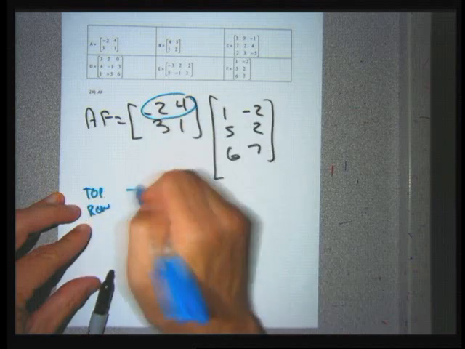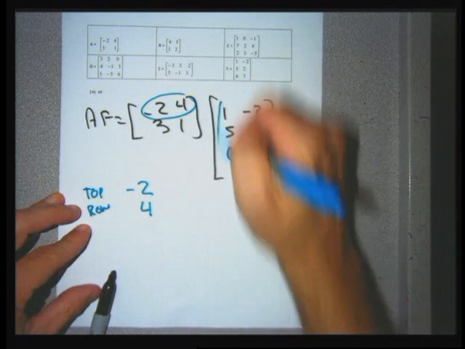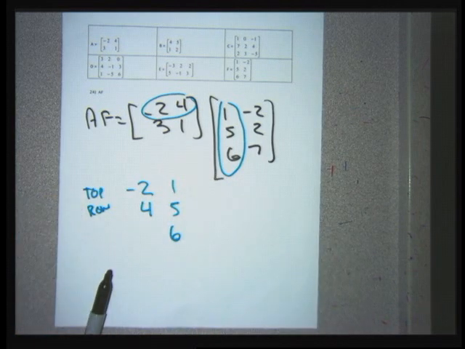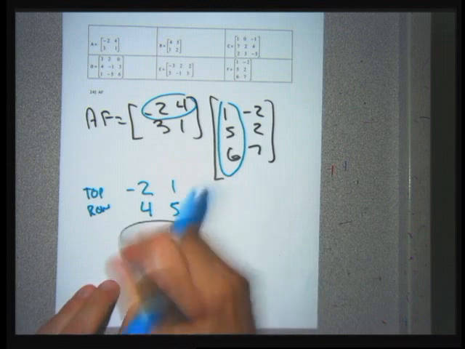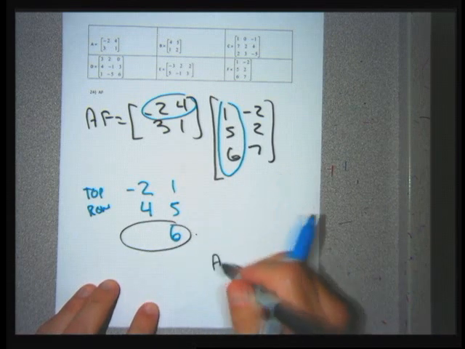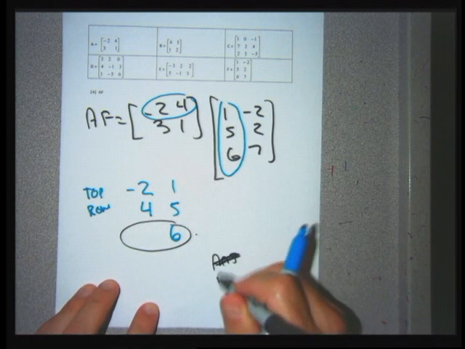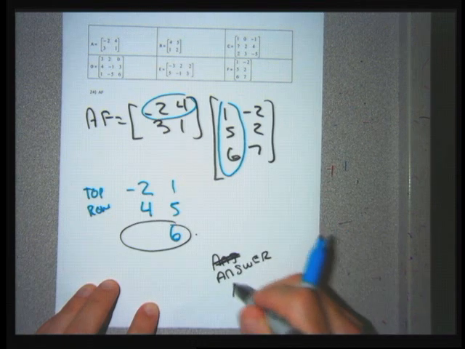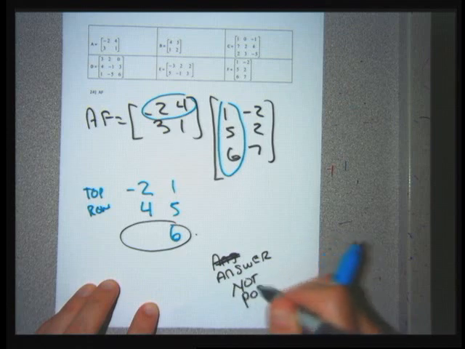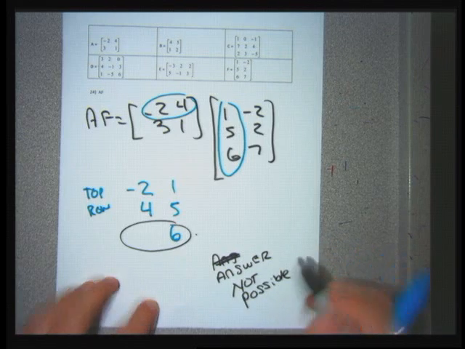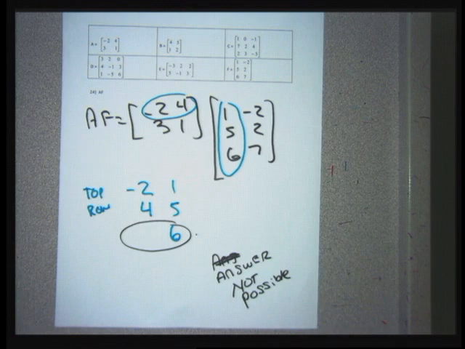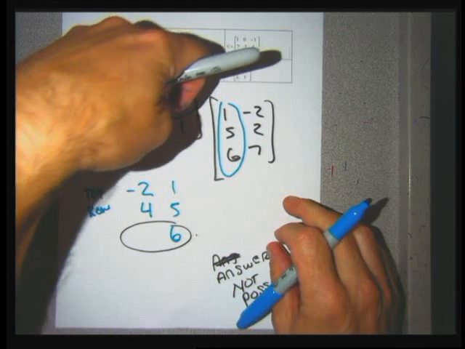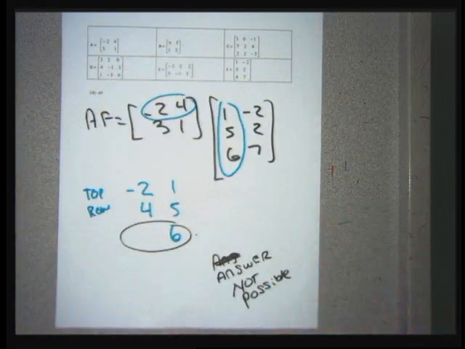I'd write the top row, negative 2, 4 as a column. I'd write it right next to the 1, 5, 6, which is the first column of the F matrix. Have the same issue here. This is going to be not possible again, because when I go to write the column row combination next to each other, I get that stray number that's not going to work for me. So matrix multiplication is only possible when the rows of the left matrix fit with the columns of the right matrix.